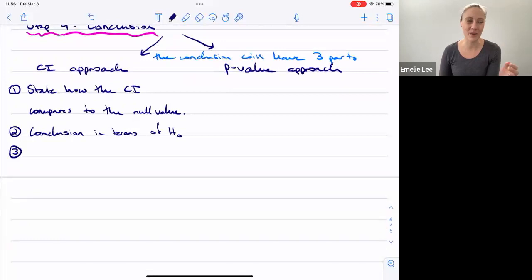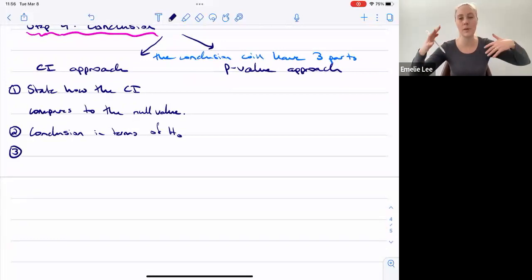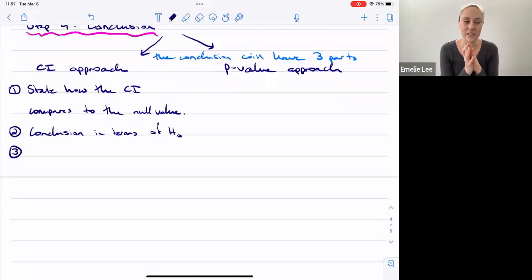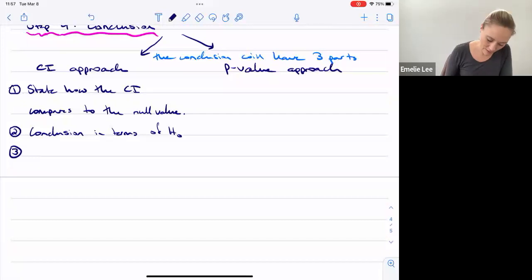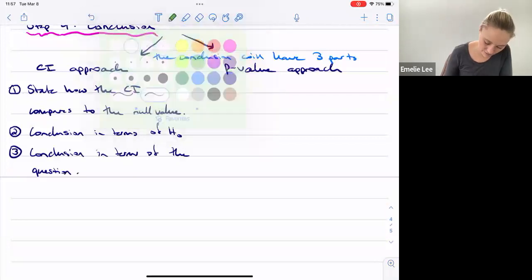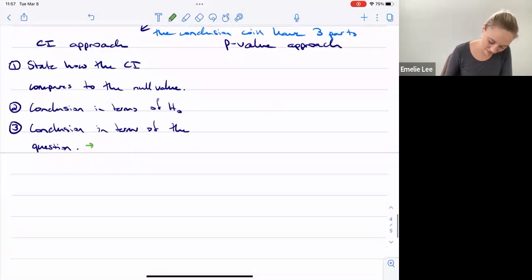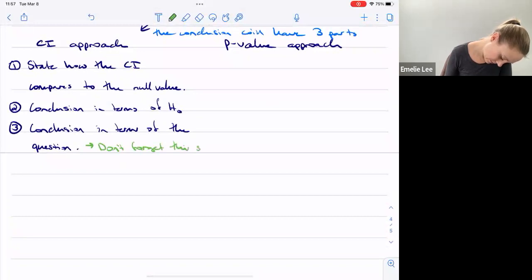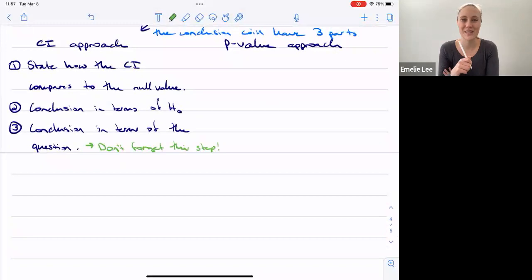Now, people love to forget about that one because there's so many steps that you have to do. It's such a big question that you're solving. And then when it comes down to your conclusion, you feel like, there, I did it all, I said it all. And then you forget to do the conclusion in terms of the question. Okay, and so that's going to be really important. Conclusion in terms of the question. Don't forget this one, because that's the one people easily forget.